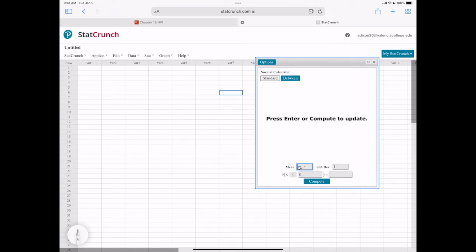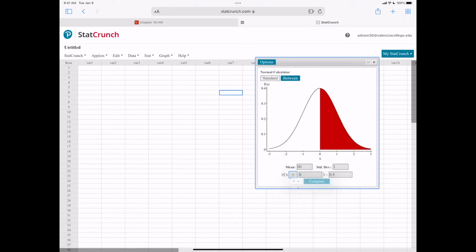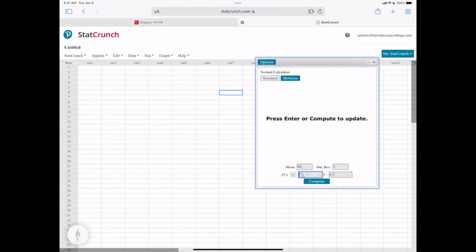Okay, our mean is 0, our standard deviation is 1, and we want to know the probability that z is greater than, so we select the greater than or equal to option, 3.22. So let's do 3.22.